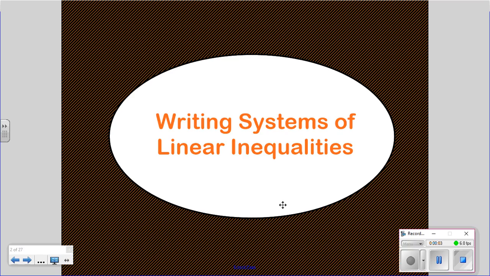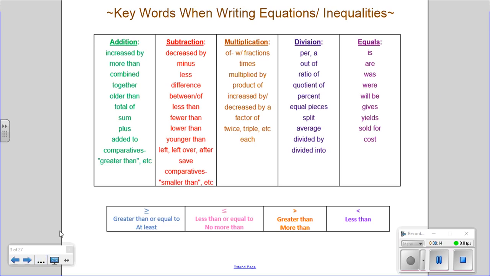Writing systems of linear inequalities. So last unit we wrote systems of equations. Now we're going to write systems of inequalities. A lot of the keywords you might see from last time, but there's a new addition to the fact that we're dealing with inequalities, and that's how you would interpret the greater than, less than, greater than or equal to, less than or equal to signs. So I'll just touch base on those.